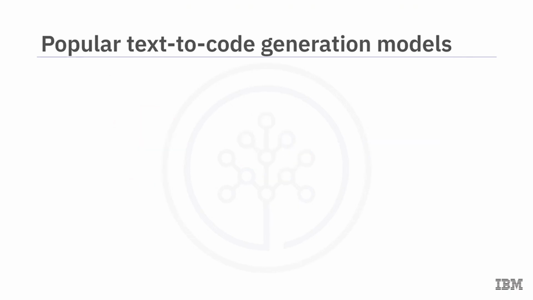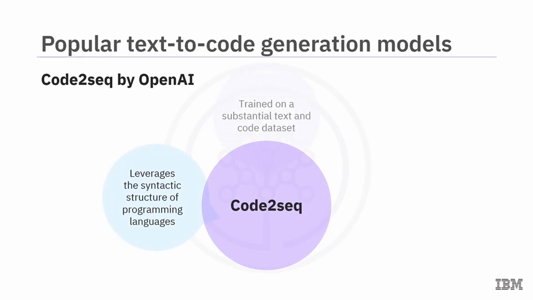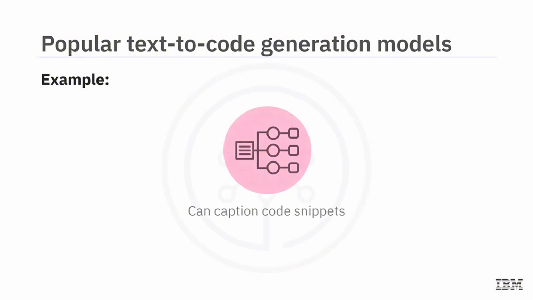The second popular model is Code to Sequence. Code to Sequence is a sequence-to-sequence model developed by OpenAI. It is an alternative approach that leverages the syntactic structure of programming languages to encode source code even better. Having been trained on a substantial text and code dataset, Code to Sequence can generate code for several tasks, such as code summarization, documentation, and retrieval. For example, the Code to Sequence approach can caption code snippets. That is, it can assign a natural language caption to the task performed by the snippet.